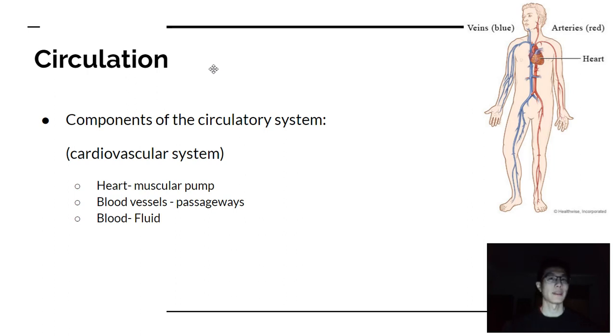It's usually a topic that's also covered in much more detail in lab, so that's a place where you should definitely pay attention to. But in regards to circulation and the circulatory system, basically we have three main components. We have the heart, which acts as your muscular pump to pump the blood. And then we also have blood vessels, which act as your passageways for the blood to flow. And then obviously the fluid in our case is the blood itself. So basic overview of the components of the circulatory system, also known as the cardiovascular system.